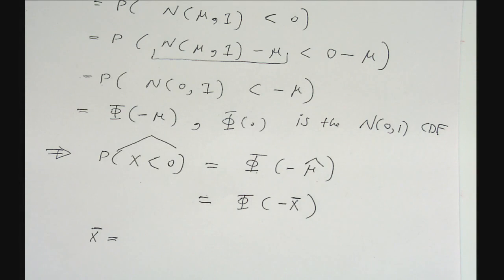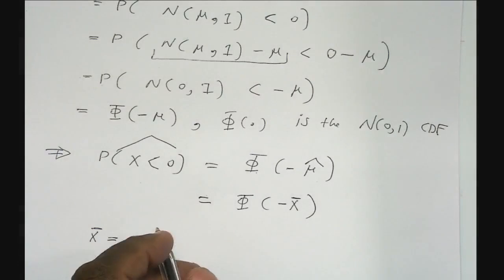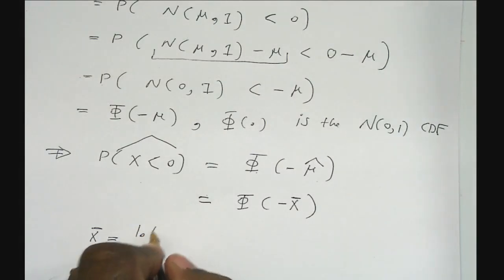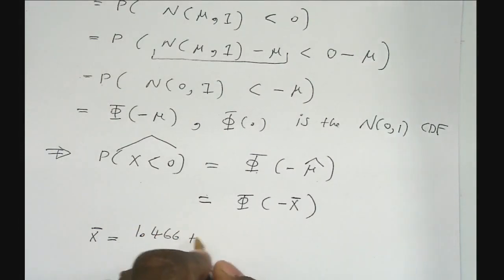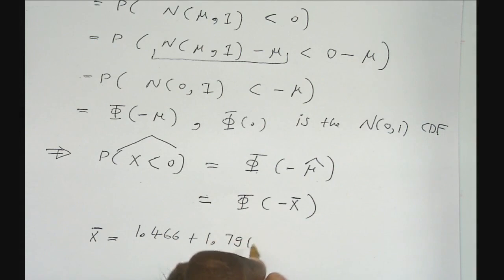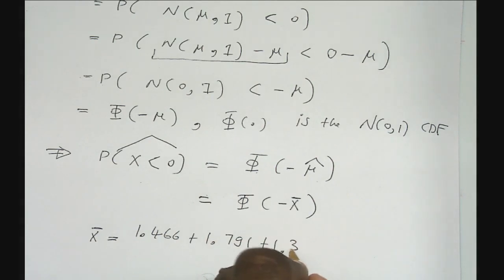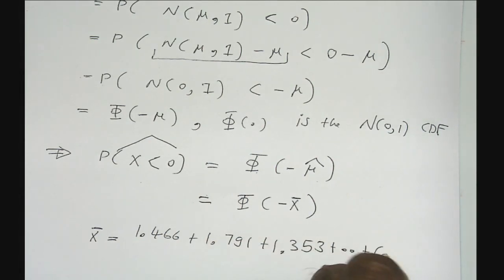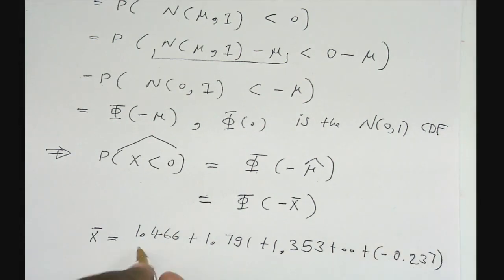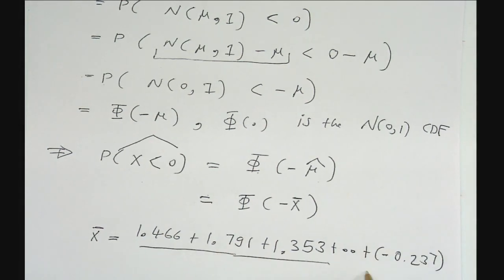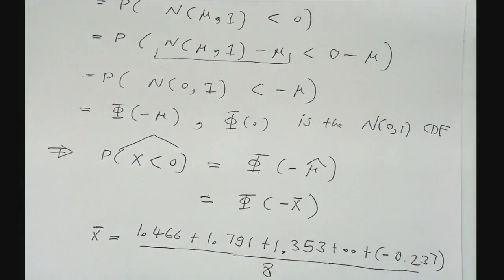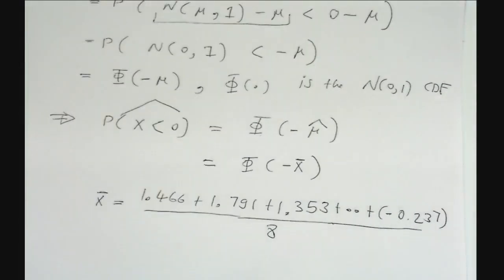You should read the question, guys. x bar will be 1.466 plus 1.791 plus 1.353 up to plus minus 0.237. So all these numbers divided by 8. 8 is the total number of observations.